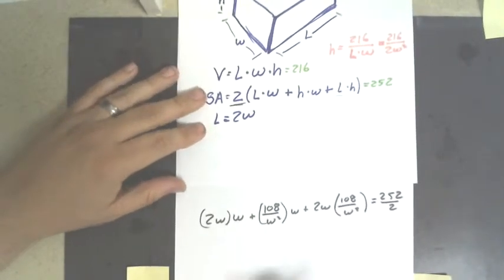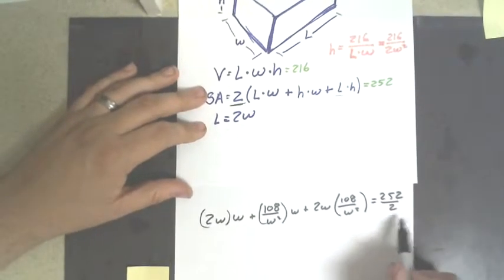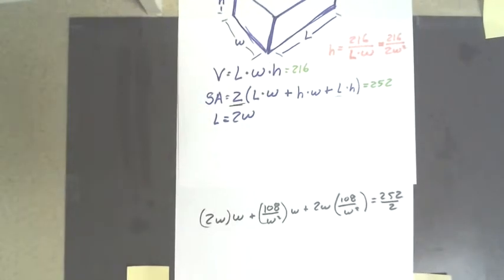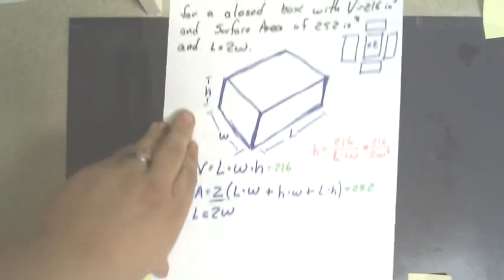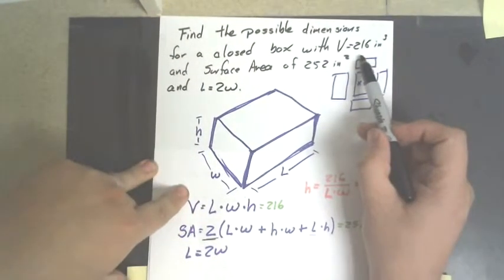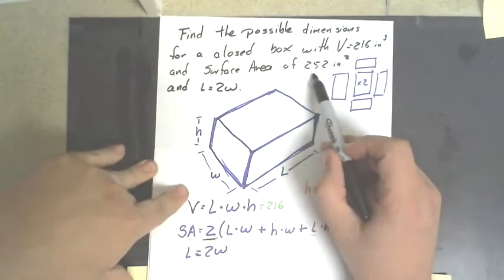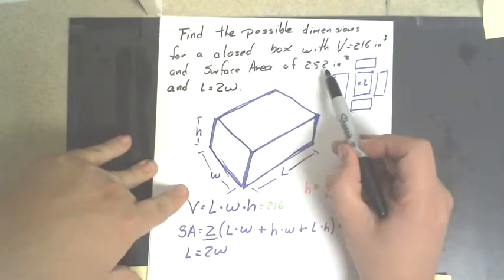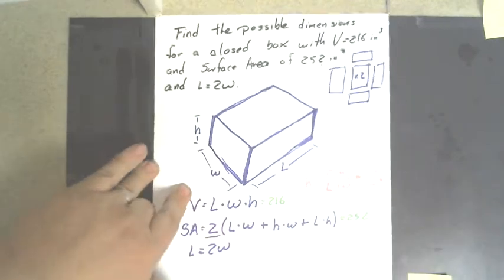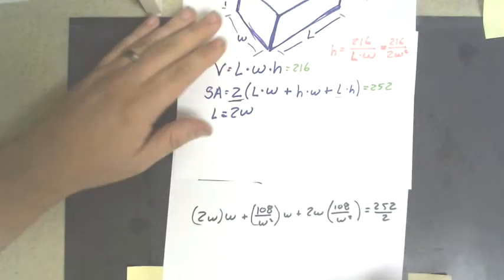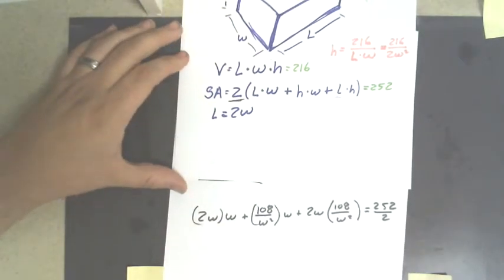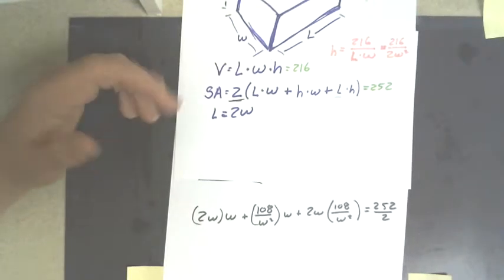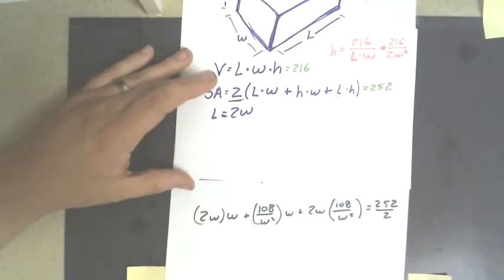So that gets us down to an equation in only widths. So for the box in question to have this volume, the 216, to have the surface area of 252, and to have the length equal to twice the width, that only happens when this equation is true. So all we need to do is find solutions to this equation.